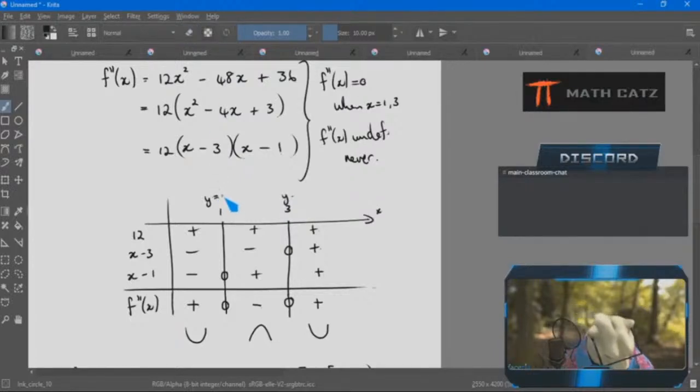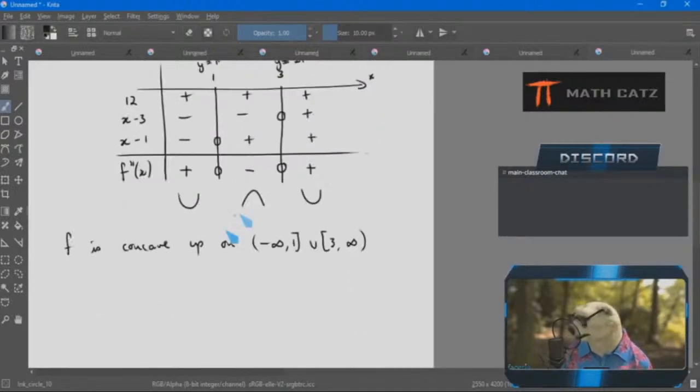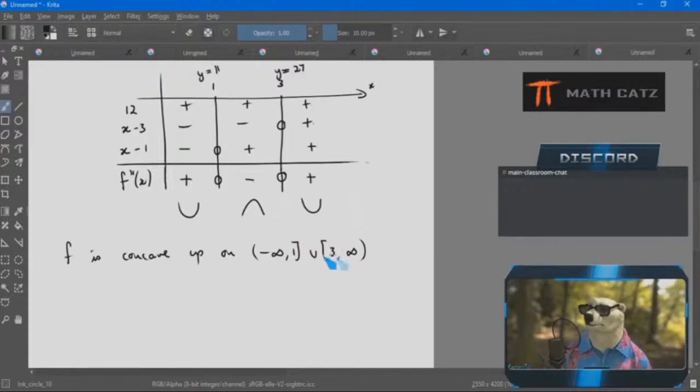When x is equal to 1, I get an 11. Correct me if I'm wrong here. And a 27 when x is equal to 3. So I get y values. I can include them. There are points, regardless of what the second derivative does. So again, just want to clarify because I don't know what you're thinking. I'm totally guessing. Zeros here do not mean horizontal tangents or anything. It's the second derivative. Second derivative.